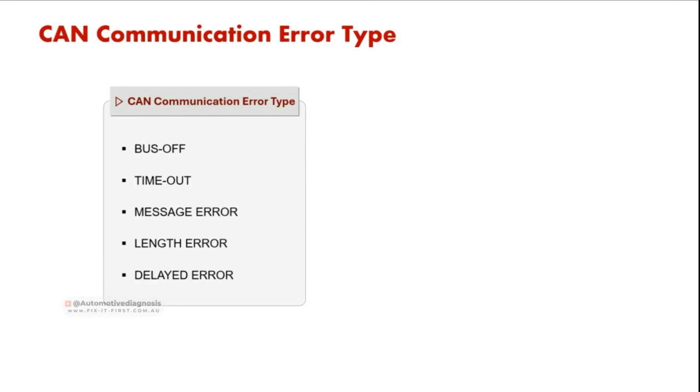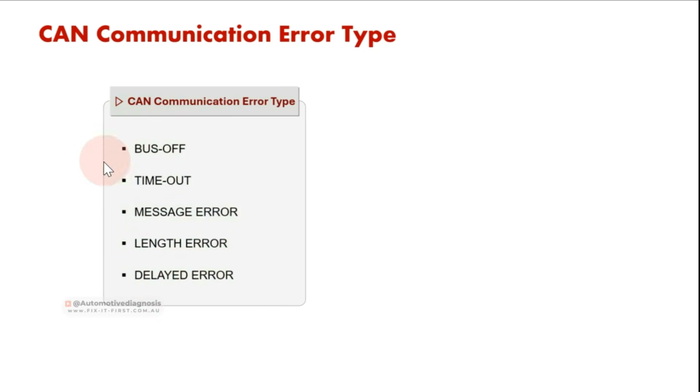Hey everyone, welcome back. In this video, we're gonna talk about different types of errors that we may have on the CAN bus. So you already know that we have many videos on the channel for diagnosing the CAN bus, LIN bus, K-line, but different types of errors that we may have on the CAN bus can make it really confusing for diagnosing. For example, what you see here tells us different types of errors, including CAN bus off, CAN bus timeout, CAN bus message error, CAN bus length error, and CAN bus delayed error.